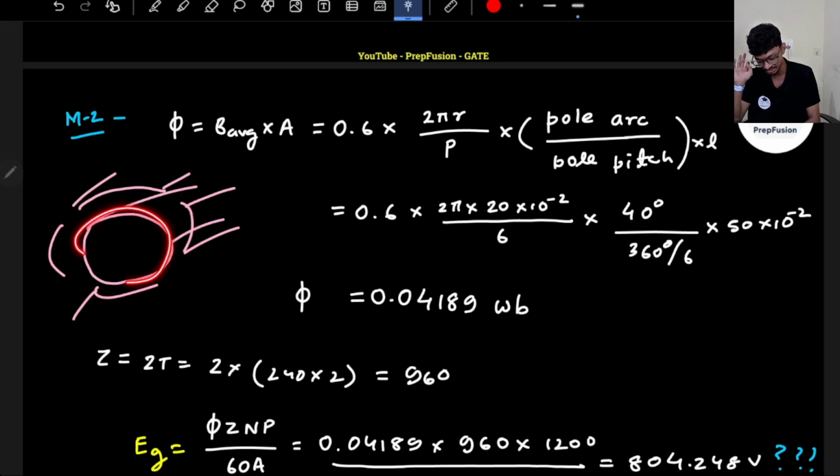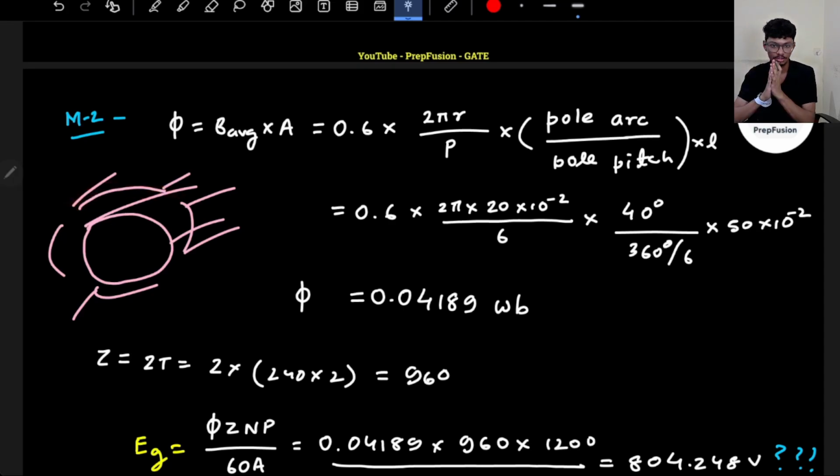So the overall circumference is 2 pi r. So this pole will cover 1/4 of the 2 pi r, this pole will cover 1/4 of the 2 pi r, and so on, right? That's why I am dividing here by 2 pi r, the whole circumference, divided by the number of poles.